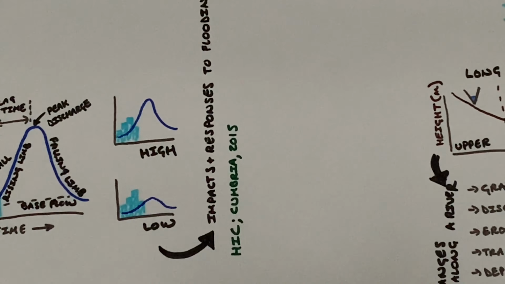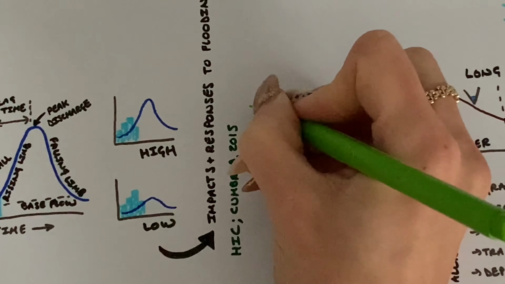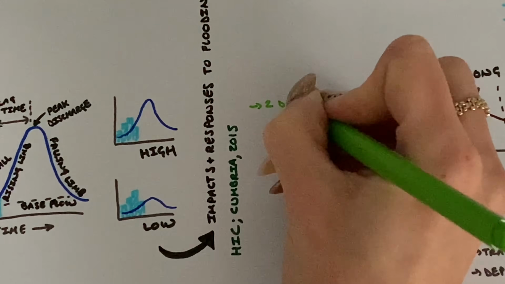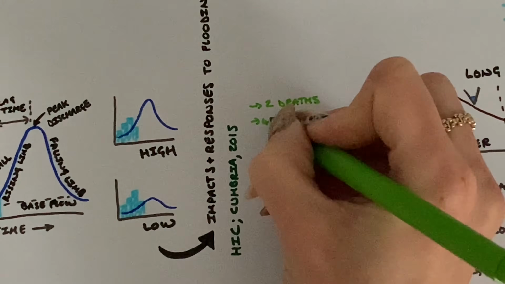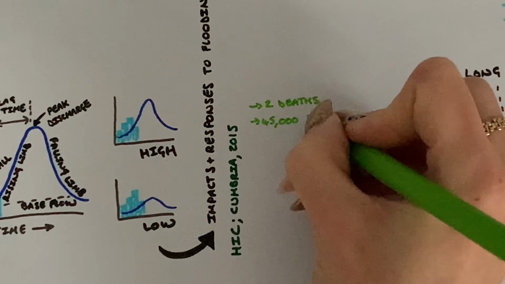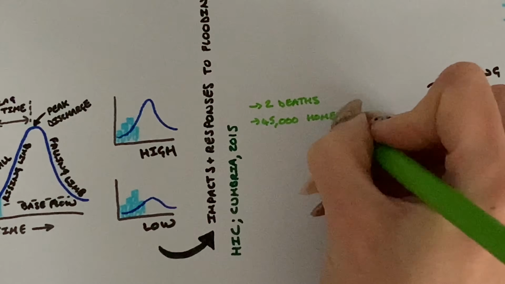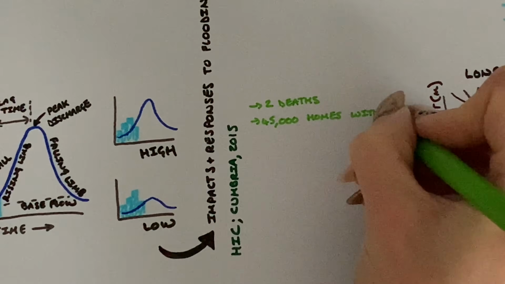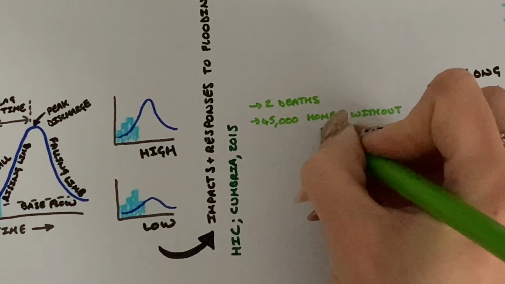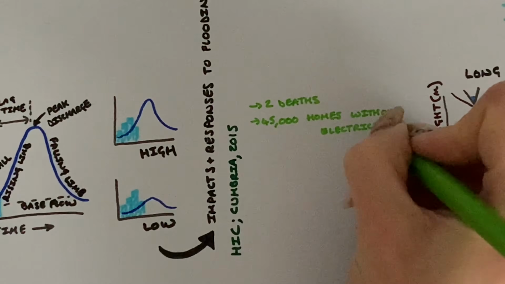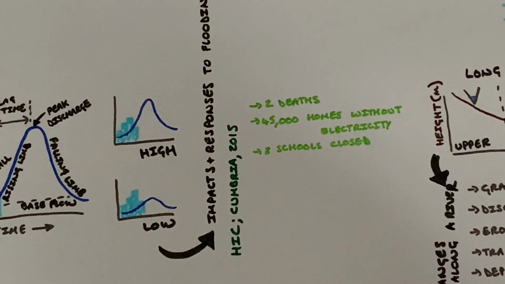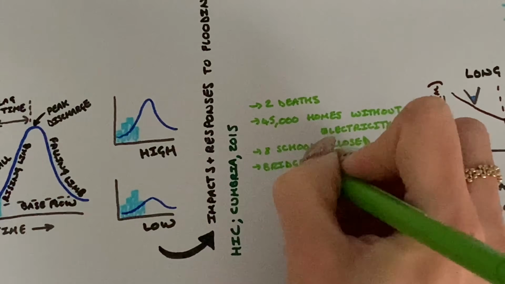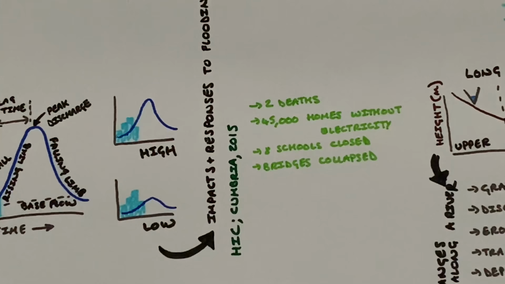So we're first of all going to look at a high income country example. Now, me and my students, we study the Cumbria flood that happened as a result of Storm Desmond in 2015. And this resulted in, unfortunately, the death of 2 people, 45,000 homes being left without electricity, 8 schools being closed, 1,376 properties being flooded, bridges destroyed, and overall it caused £500 million worth of damage to Cumbria.